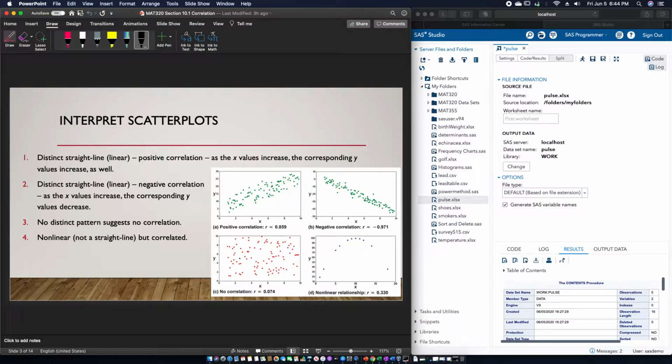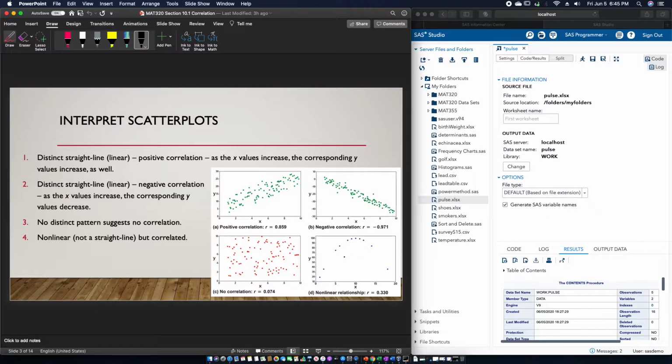Letter C is the third one, which has no distinct pattern, suggesting no correlation. For one thing, it has a very low correlation coefficient of 0.074. But it's also because these points are scattered all over the place. You could draw any number of lines inside of here, but none of them are going to really fit the data well at all.